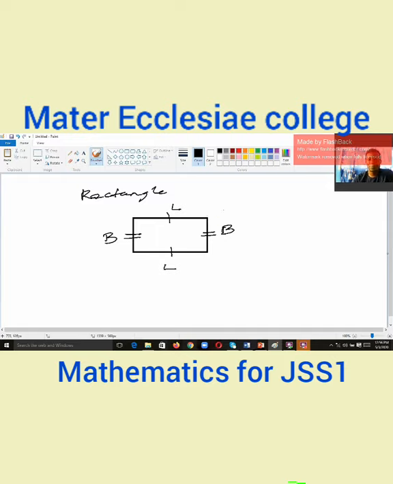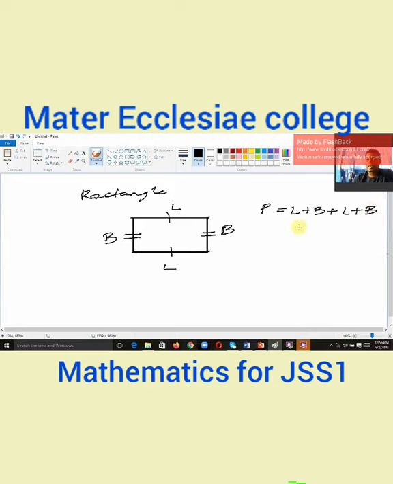So let's look at perimeter. It has 4 sides and 4 vertices. This is a vertex. This is another vertex. This is another vertex. That's 3 now. This is another vertex. So 4. Let's look at the perimeter. Remember that perimeter is the total distance around the shape. So that's L plus B plus L, then plus B.